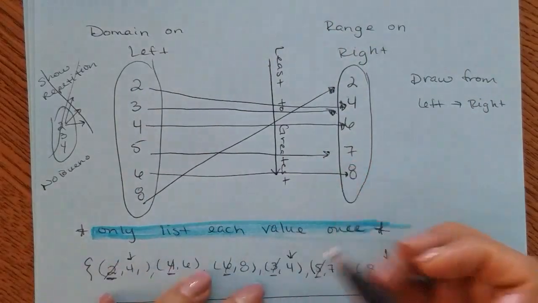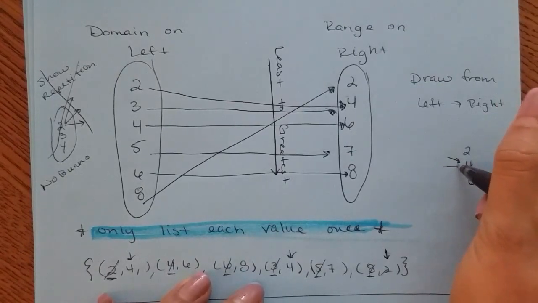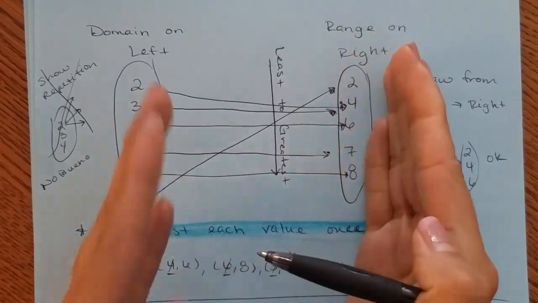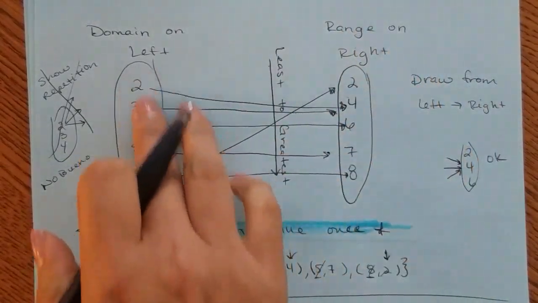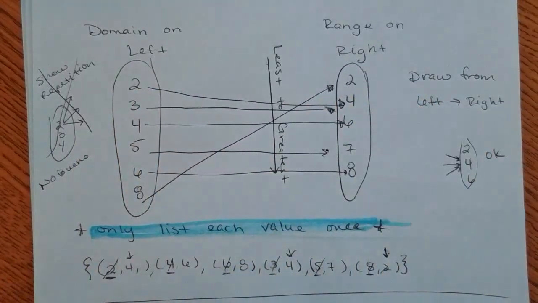We don't care about the range. Sometimes you'll have, like you have here, 2, 4, 6, and you'll have multiple arrows coming in to the range. This is okay. We don't care about this side. We only care about this side. So this lets us know that it's a function because there's no repetition over here. Everything is mapped. That's all we're doing. It just shows you how the values in your set are mapped.